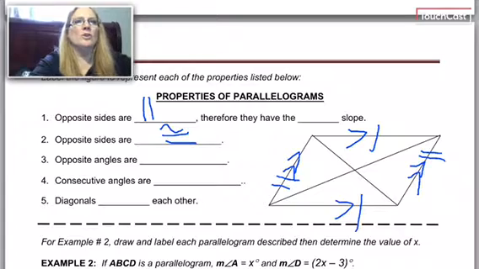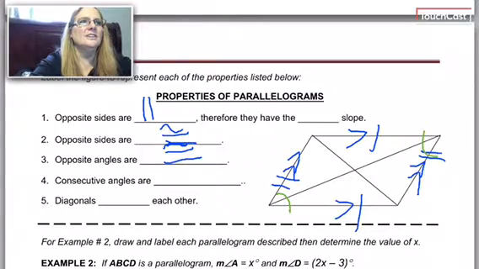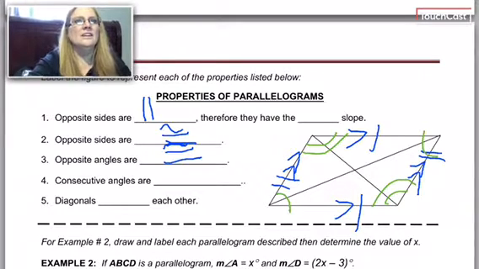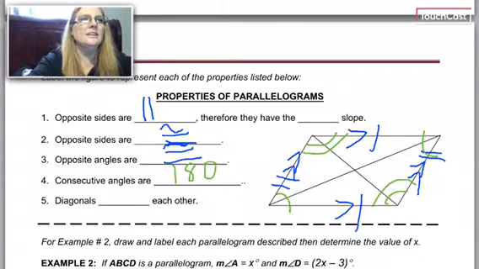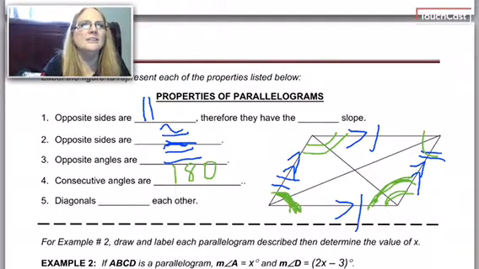Opposite angles are congruent. Try and draw a congruency symbol. Changing colors here might help. This is congruent to this angle, and this angle is congruent to this angle. Consecutive angles are supplementary. That means they add up to 180 degrees. So this green angle right here and the one next to it add up to 180 degrees.